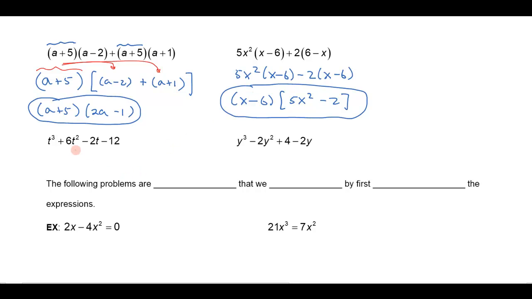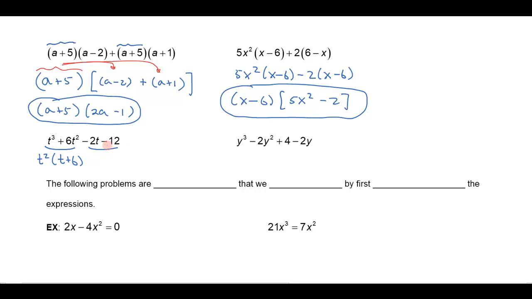If I had 4 terms, these haven't been grouped together, but I noticed that if I were to group these first 2 together, I would have a common factor of t squared that I could factor out.